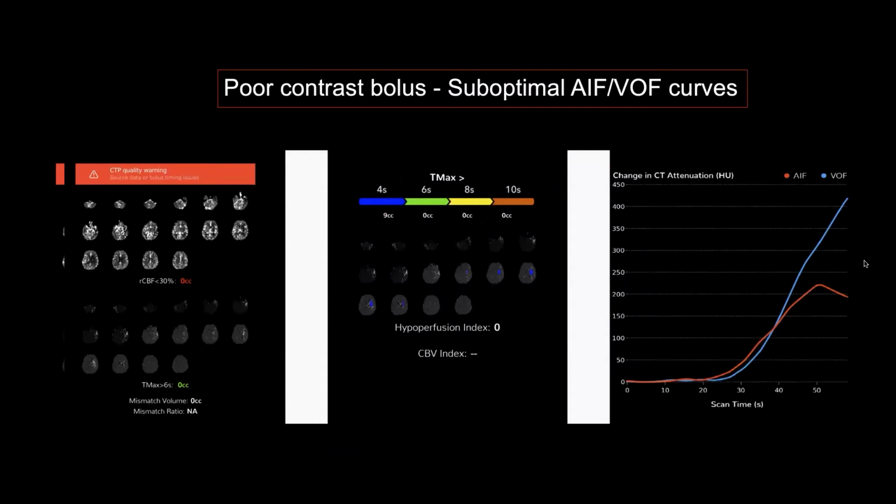What about the contrast bolus? So one thing we saw was motion. So look at this case. This is a poor contrast bolus. And again, you've got a warning. You've got a red CTP quality warning. I have started appreciating these warnings now.